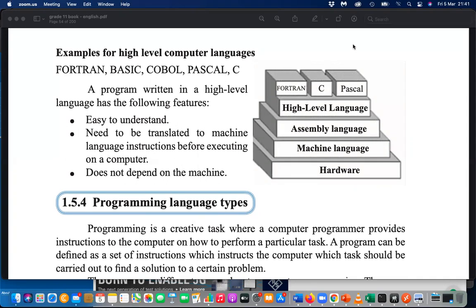Then if there is an error in the Pascal code, right? If there is an error in one place in the Pascal code, is the code running?